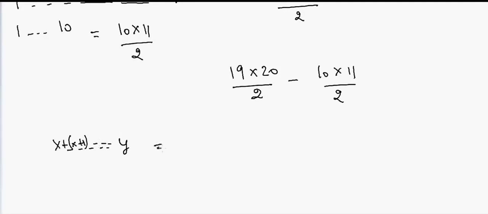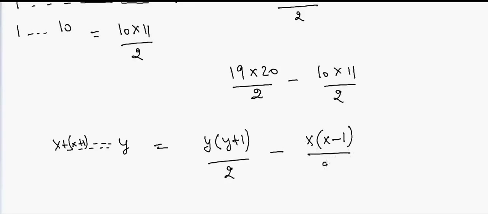So in that case I can write this as y into y plus 1 divided by 2. Here we have to be careful because this is x, so this will be equal to x into x minus 1, because we are adding until x minus 1, divided by 2. So that will be our answer if we have to add numbers in series.